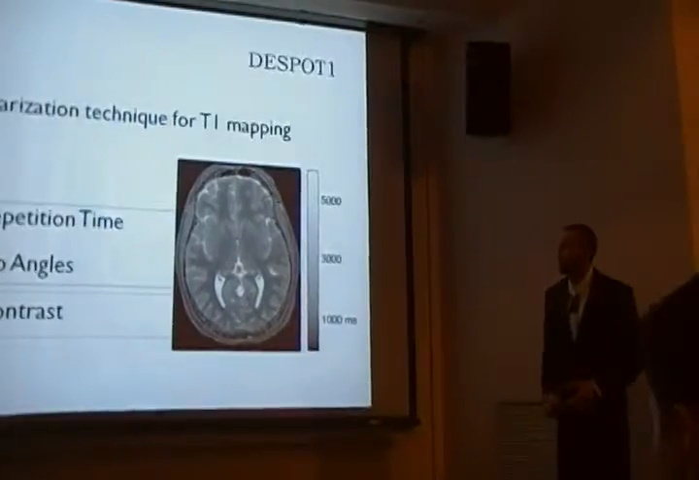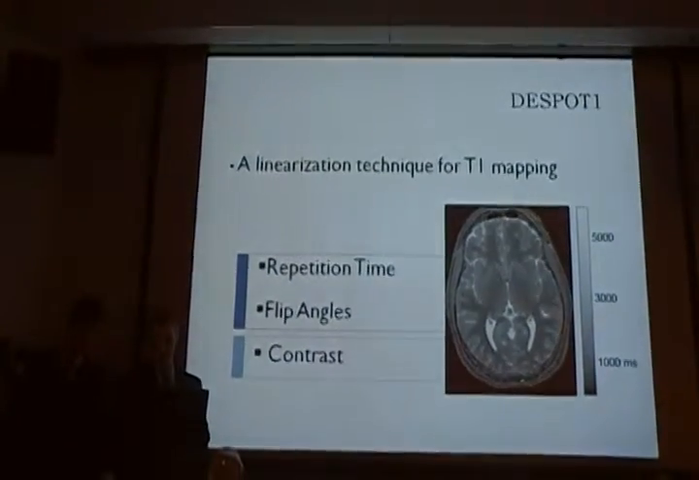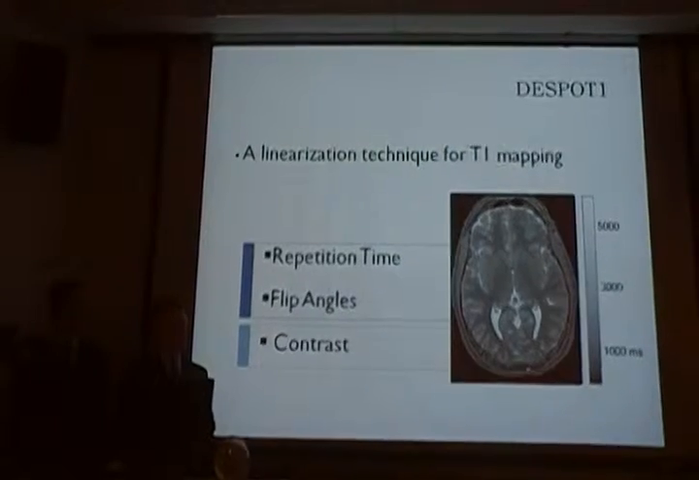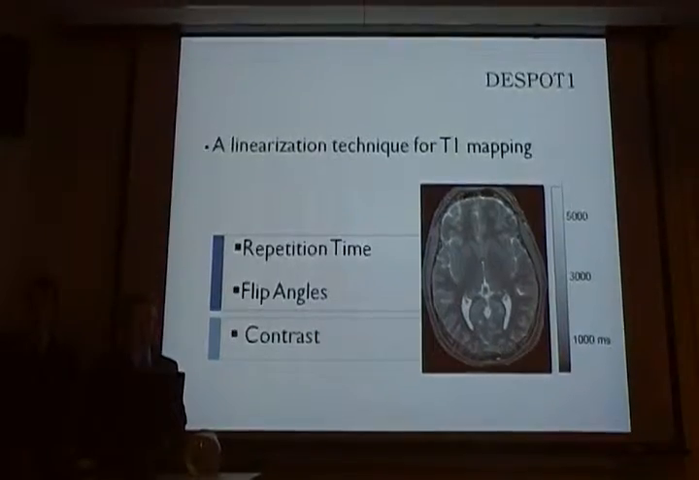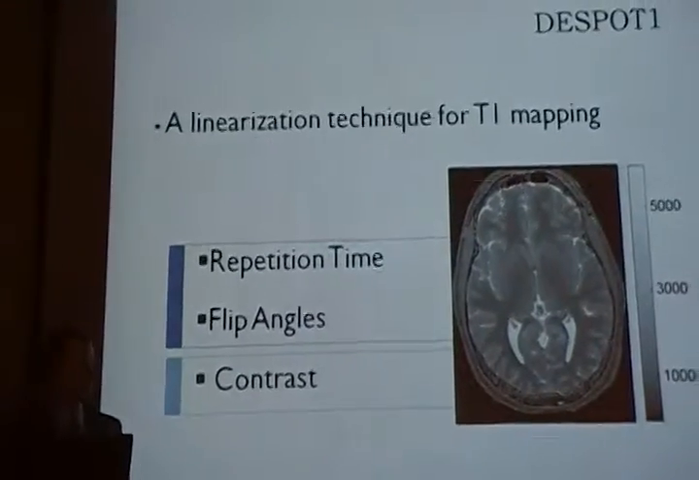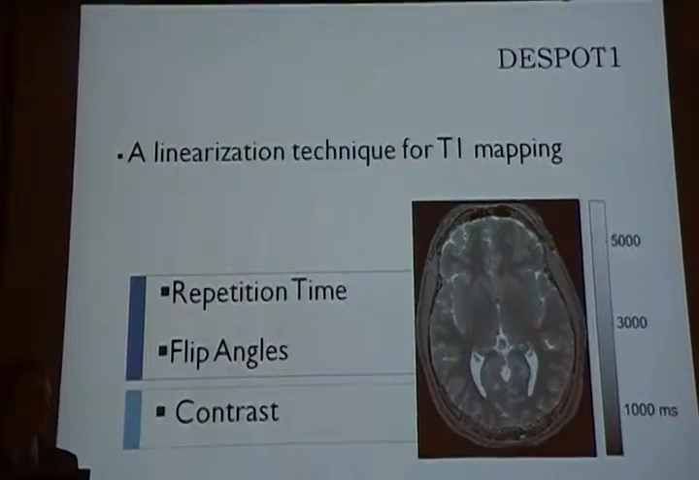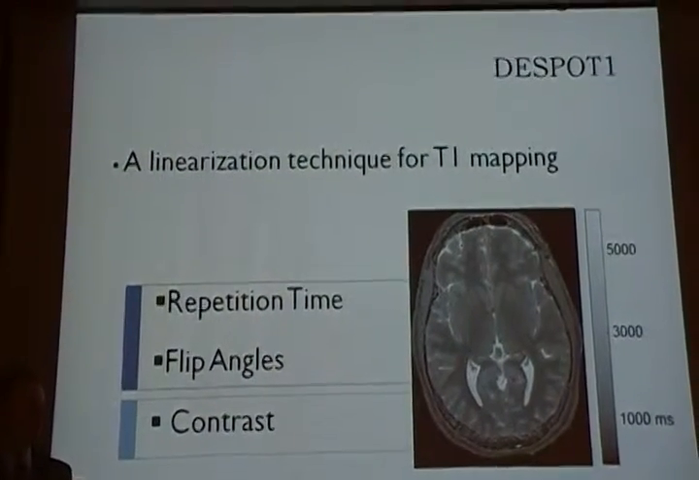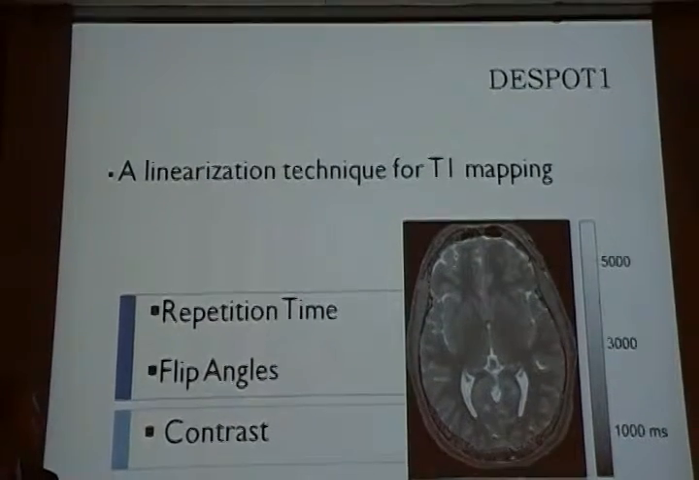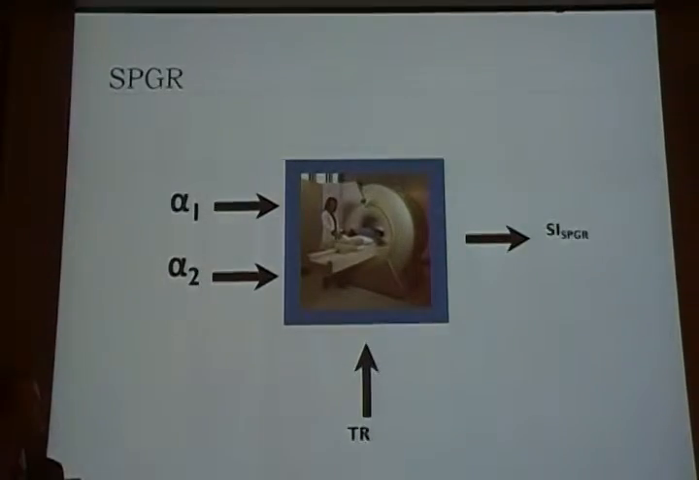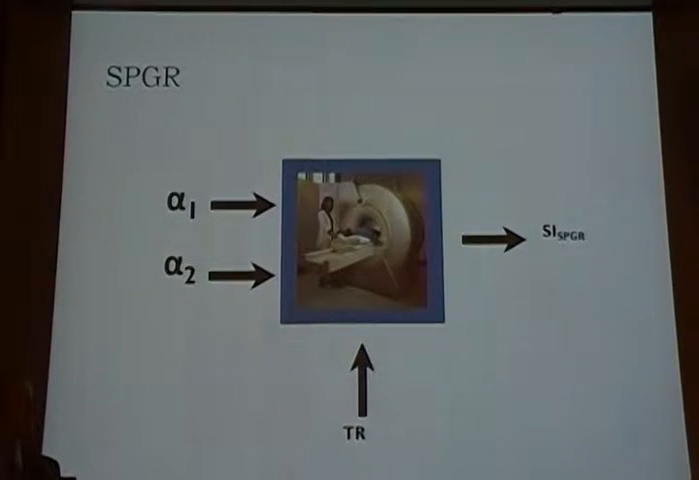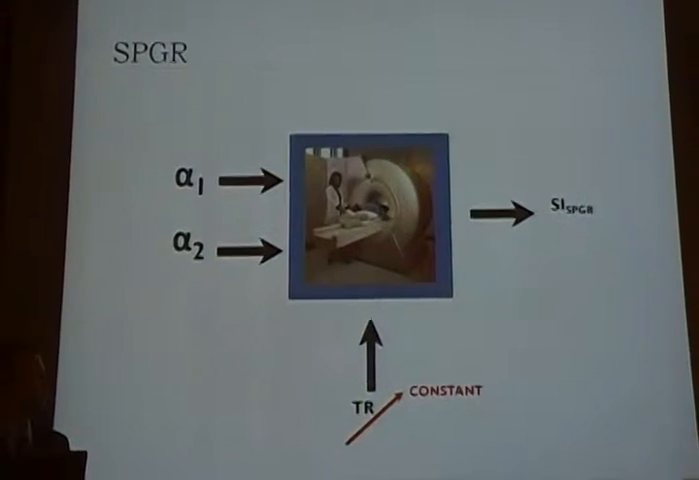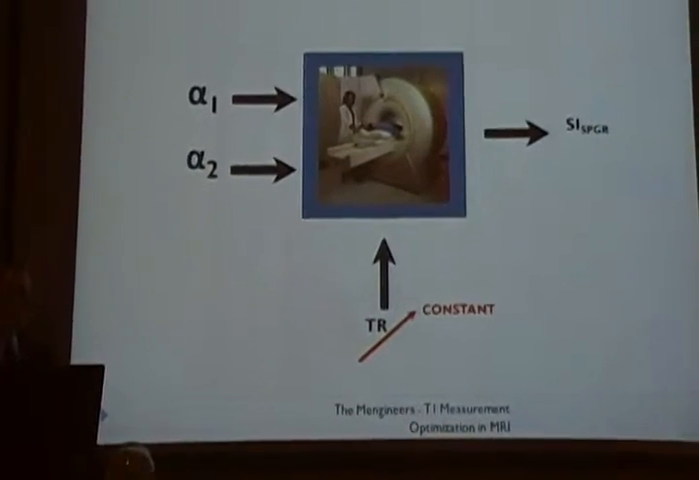Okay, DESPOT 1 is a linearization technique for T1 mapping. It provides a very precise T1 contrast. We need this contrast so we can see the difference between the different tissues of the brain. How it works is it measures T1 through a series of SPGR signals with varied flip angles and a constant repetition time. So here's how SPGR works. The inputs are a couple of flip angles and a TR, and out comes the signal intensity of the SPGR. If we make this TR constant, we've now made this system linear.